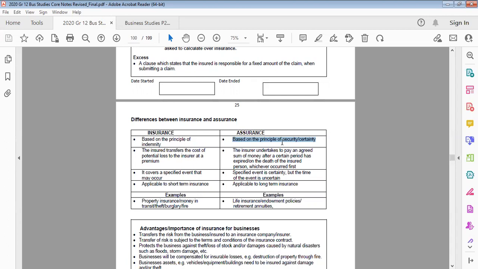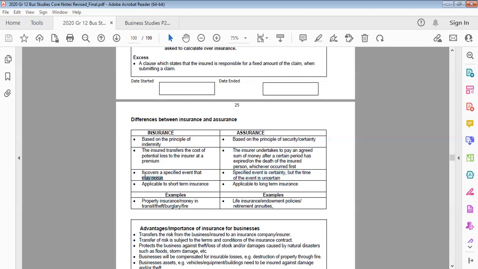Because assurance is something that will definitely happen. Okay, they mention it here. They say the specified event is a certainty, but the time is uncertain. So it's like life insurance. If you pass away, which you don't know when it will happen, but it will definitely happen, then this assurance takes place and covers losses.